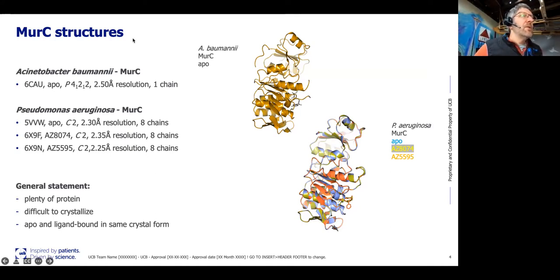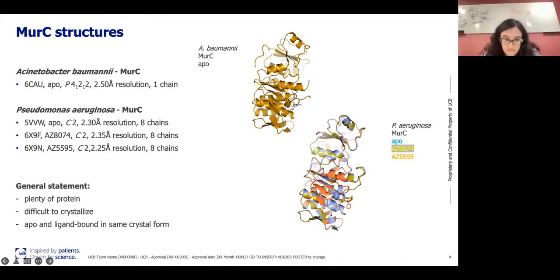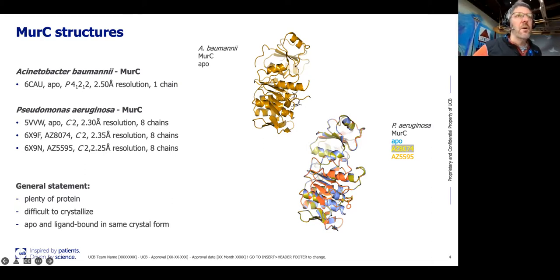Here, a quick summary of the structures that we have. For the Acinetobacter Mur C, we got one structure, apoprotein. For Pseudomonas aeruginosa, we got 3 structures. They all superimpose extremely well. It turns out they're all soaked. A general trend for Mur C is we got plenty of protein, but it's pretty difficult to crystallize. And since these are soaks, it's apo and ligand bound, at least for the Pseudomonas Mur C, and they have the same crystal form.